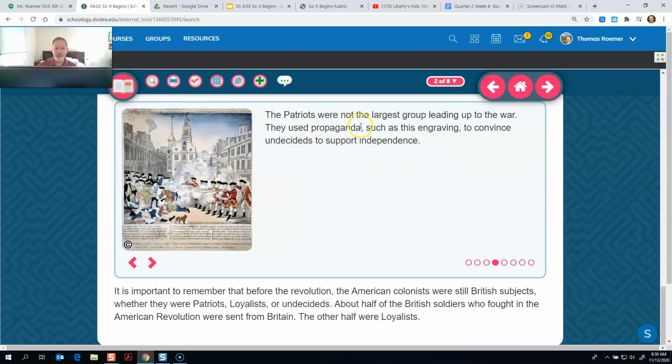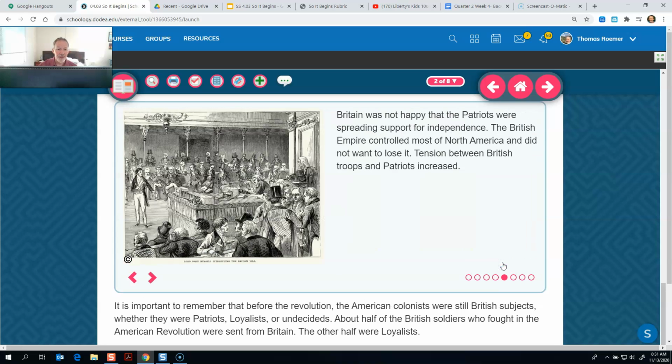And now the Patriots were not the largest group leading into the war. So this right here is some propaganda. It shows, hey, the British, we're strong, we're big. You go up against us, you're going to get killed. You're going to get hurt. So this was used to intimidate them, kind of bully them through literature, or in this case, a poster or a flyer. And then right here, Britain was not happy with the Patriots, and they control most of North America, and now they start to get kind of mad at each other, so they're probably arguing here.